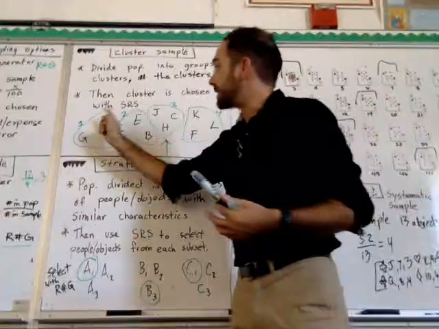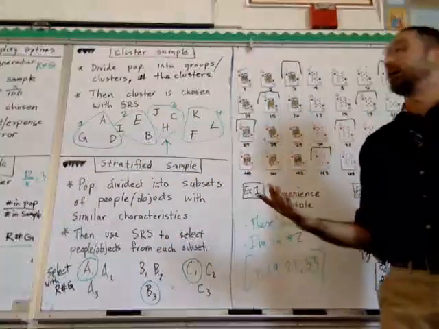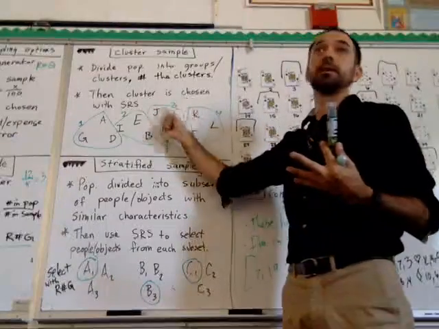Then I number them 1, 2, 3, 4. I use a random number generator. In this case, say the number was 3. That is the cluster I'm going to look at.